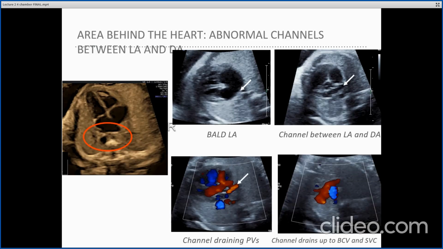And then on tracing this channel, we see that this channel is draining most superiorly towards the brachiocephalic vein and the SVC. Thus, a very close evaluation of the area behind the heart resulted in the observation of this abnormal channel between the left atrium and the descending aorta, and on a much more robust evaluation with color flow mapping, we could trace the pulmonary veins into the channel. So this is the diagnosis of a supracardiac TAPVC draining to the SVC. Hence, this clue completely came from the evaluation of the area behind the heart.